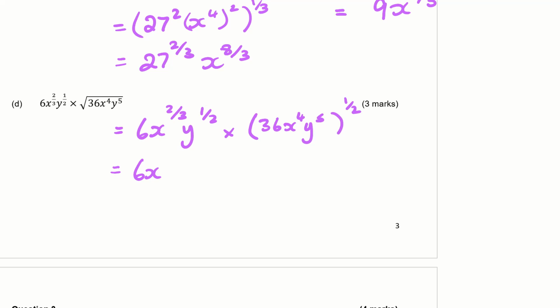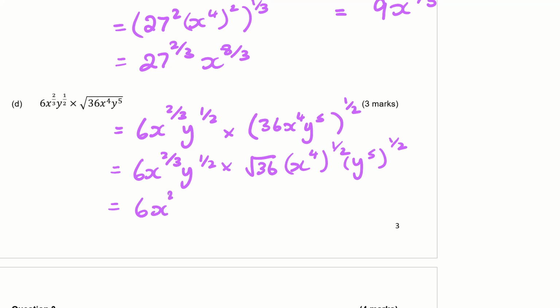So that's 6x^(2/3) y^(1/2), times the square root of 36, x⁴ to the half, y⁵ to the half. So that's 6x^(2/3) y^(1/2), times 6. Now 4 times a half is 2, so that's x². And then we have y^(5/2). So 6 times 6 is 36.